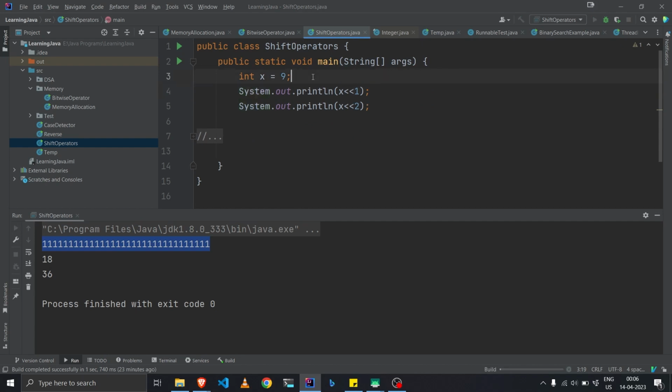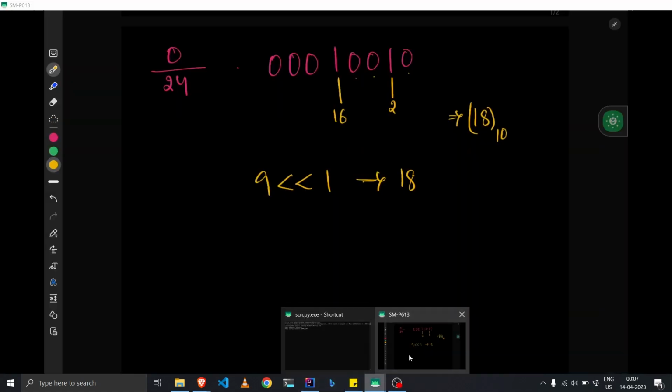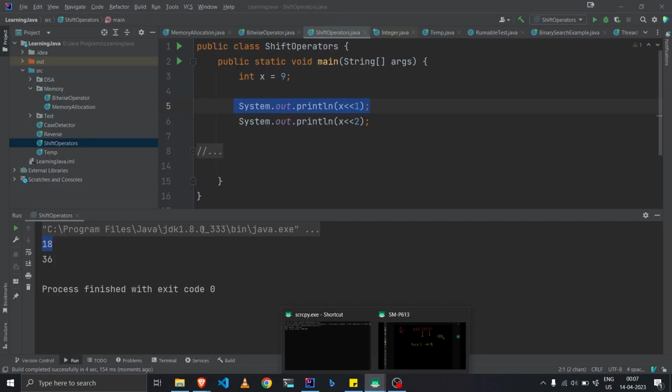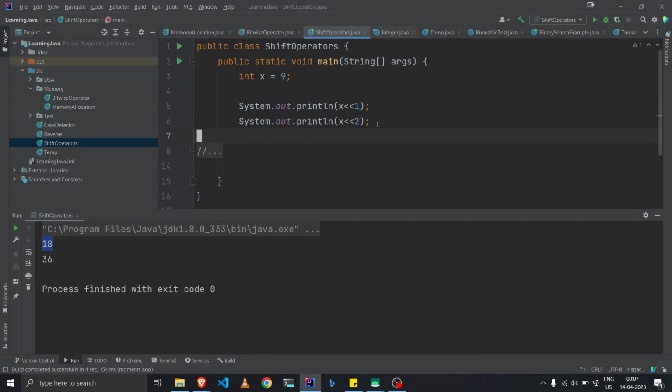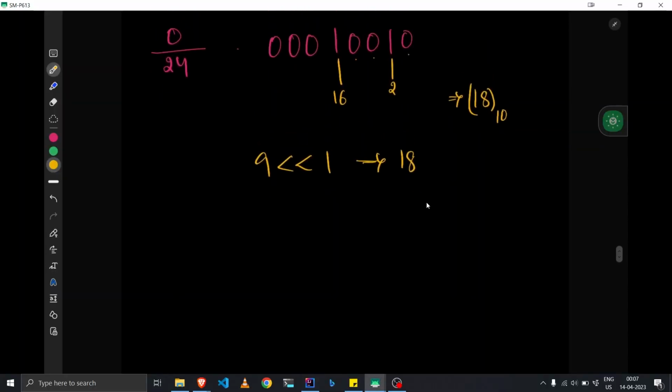So you can see I have defined x as 9 and we are using it one time and two times. On running it one time, we can see that we get the expected output here, right? We were expecting it to be 18 and it is 18. Now let's see when we do it the second time. This means we do it one time, this means we do it two times. We have already done it one time here, so now let's do it one more time.